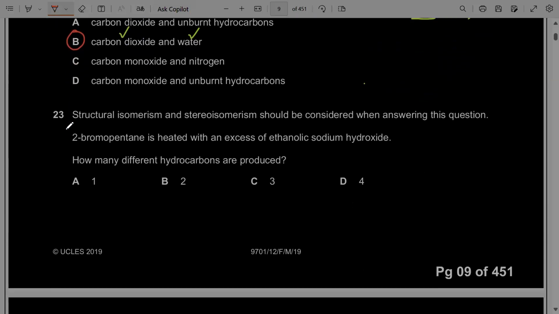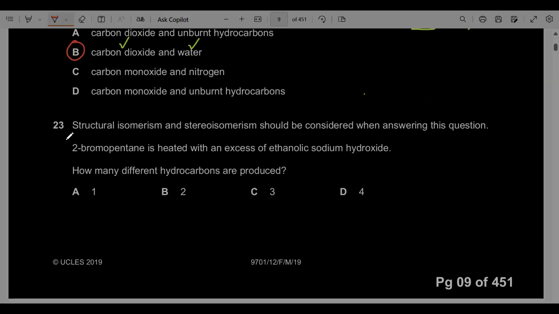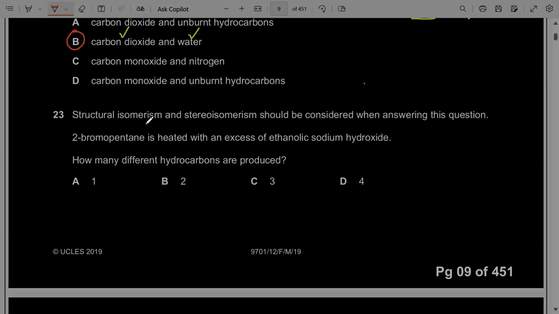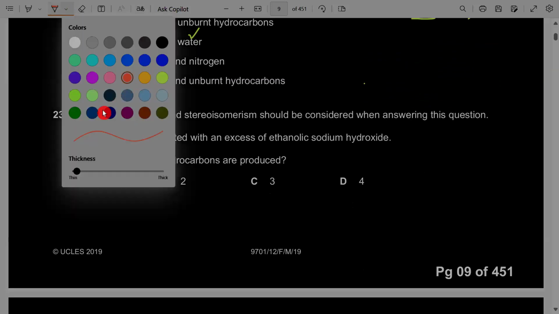Now the next question, number 23. The statement says structural isomerism and stereoisomerism should be considered when answering this question. 2-bromopentane is heated with an excess of ethanolic sodium hydroxide. How many different hydrocarbons are produced?